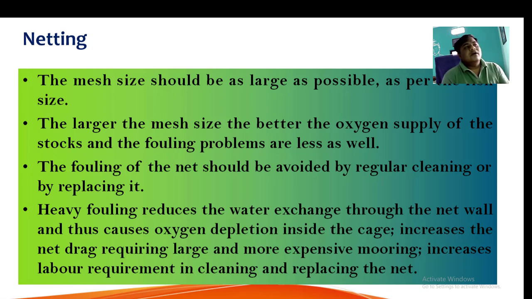Okay, so the larger the mesh size, the better the oxygen supply of the stocks, and fouling problems are less as well. The fouling of the net should be avoided by regular cleaning or by replacing it. We have to monitor the cage again and again, meaning in a week you have to give attention toward the cage. Regular checkup and regular cleaning are done, or if we find that there is some problem in the net, or some fouling is noted, at that time you have to replace it.